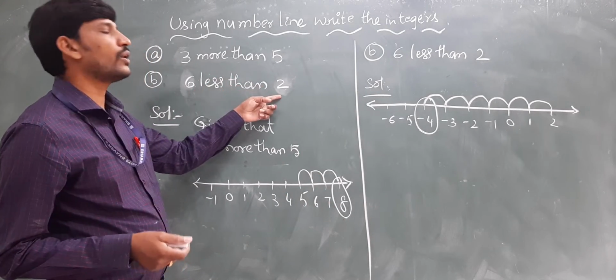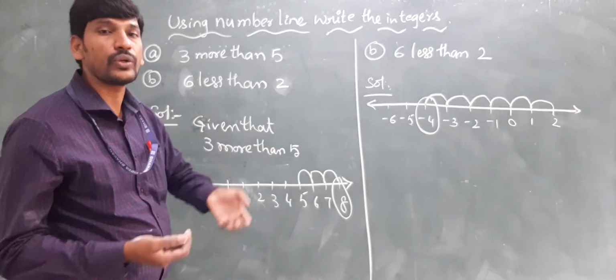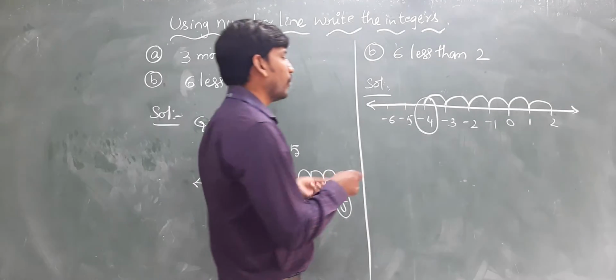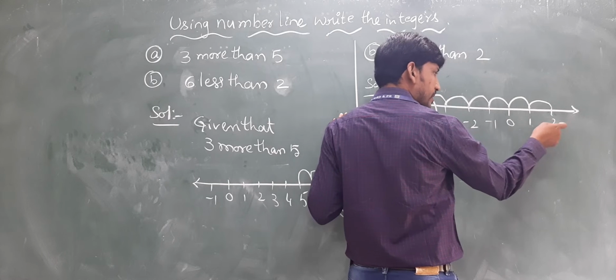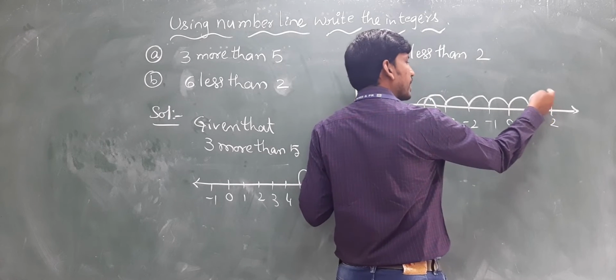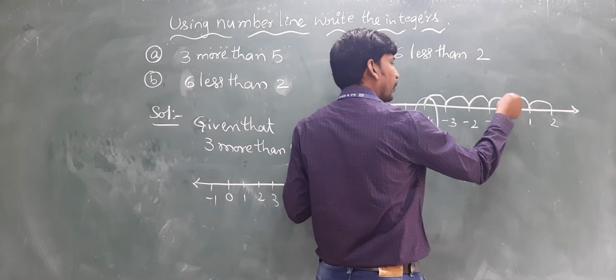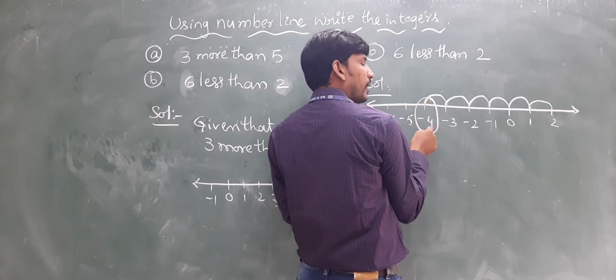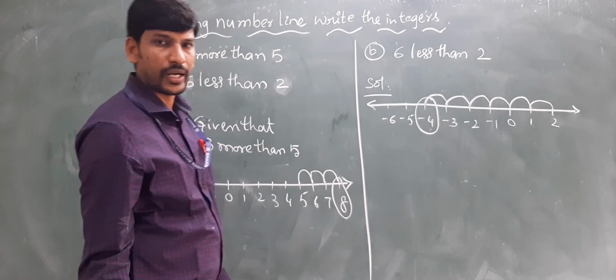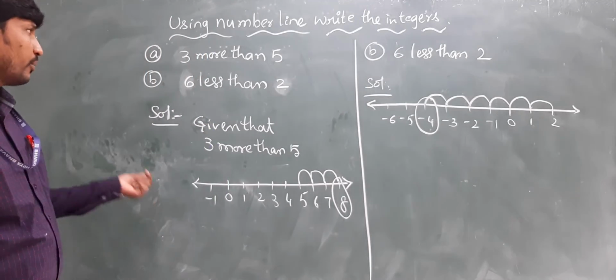6 less than 2. So, we should take it on the number line from 2. Start from 2. We should move 6 steps. 1, 2, 3, 4, 5, 6 steps. We reach minus 4. You do understand this? I hope you understood that.